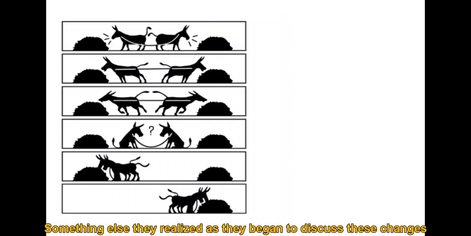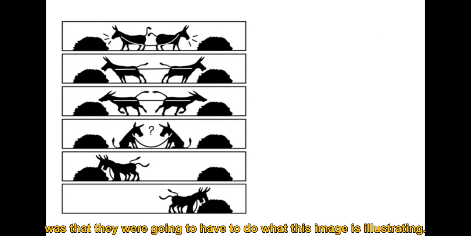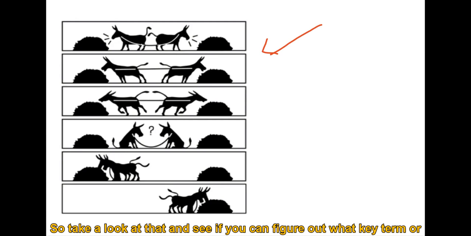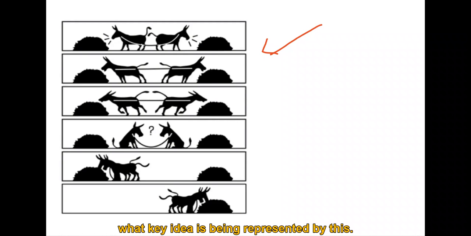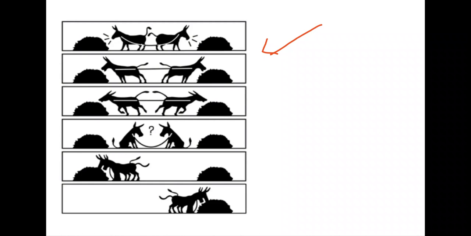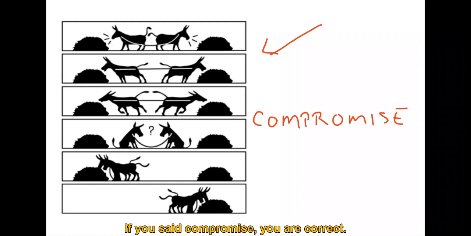Something else they realized as they began to discuss these changes was that they were going to have to do what this image is illustrating. So take a look at that and see if you can figure out what key term or what key idea is being represented by this. If you said compromise, you are correct.